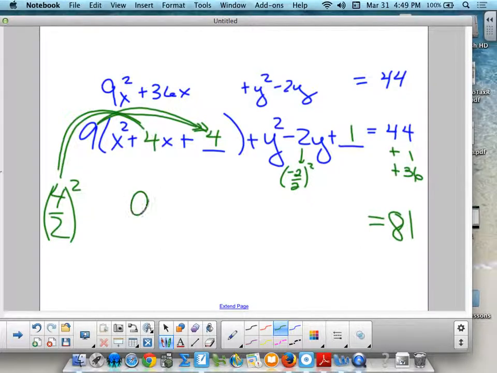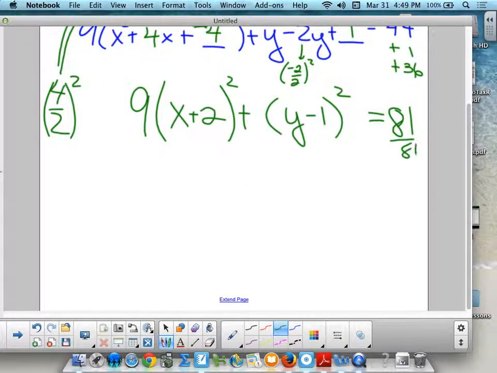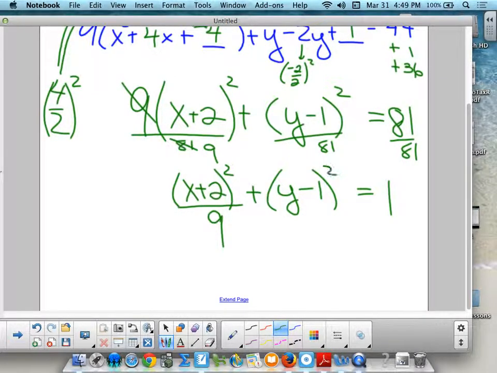On the left side, you get 9 times a binomial squared, and then another binomial squared. This one's y minus 1. This one is x plus 2. This is not quite right until you divide by 81 to get 1. Divide by 81 and 81. You will get x plus 2 over 9, since 81 becomes 9. This one does not cancel. This one is y minus 1 squared over 81.